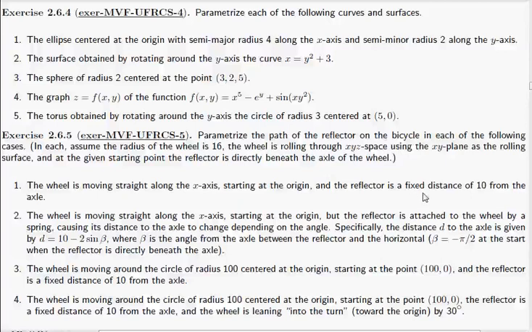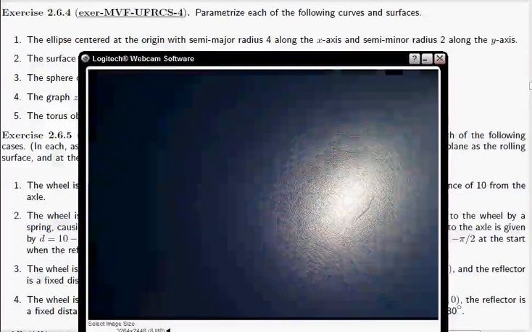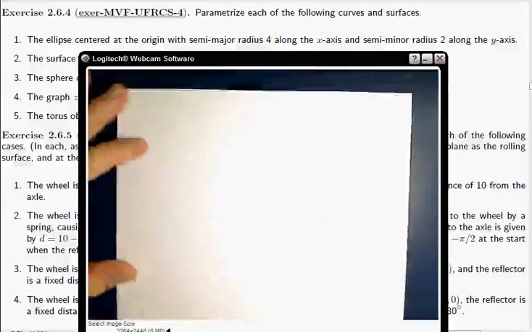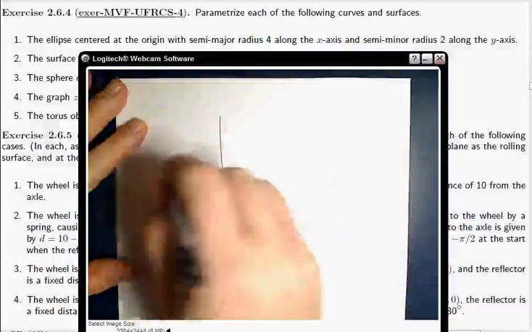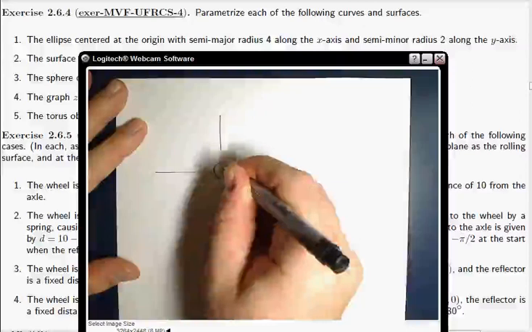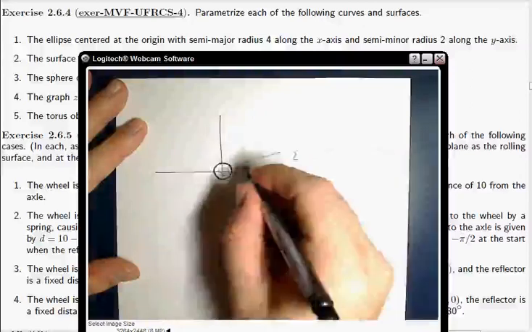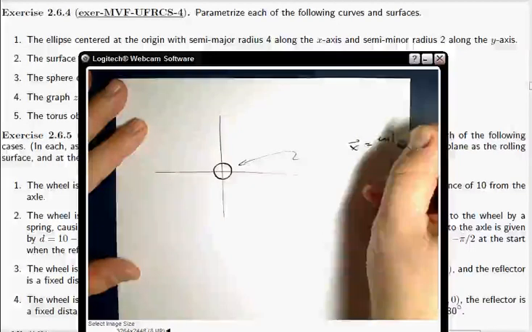Okay, so UFRCS 4, we're going to do parts 1, 2, and 5. Let's start with number 1. The thing is that an ellipse is a contorted version of a circle, and a circle is easy to parameterize. So the circle, I could say, is just cosine t, sine t.